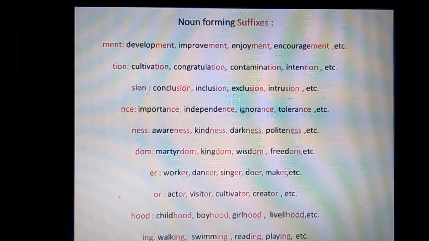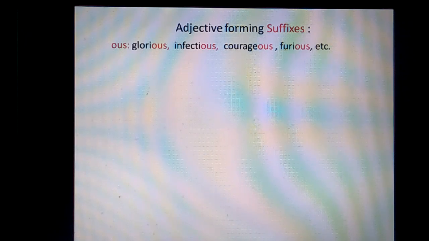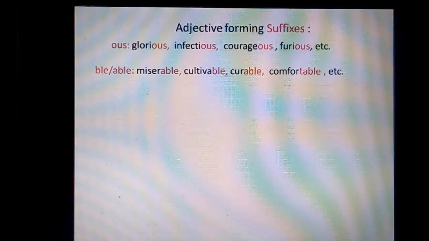Now let's move to adjective forming suffixes. OUS: glorious, infectious, courageous, furious, etc. BLE or ABLE: measurable. These are all adjectives. In the gap, you have to find out the parts of speech of a particular word. Then you need to add the required suffixes. Measurable, cultivable, curable, comfortable, etc.